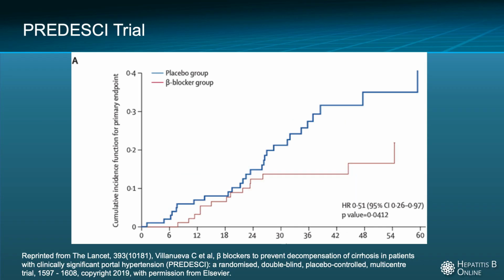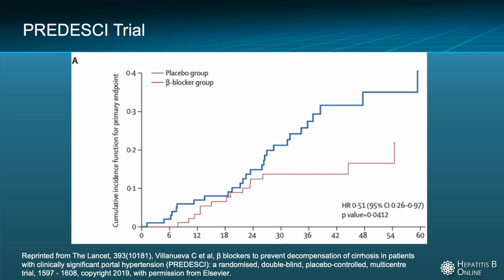decompensation event. The PREDESCI trial is a landmark study that enrolled patients with CSPH as the target population. These were individuals who had no or small varices. They were randomized to propranolol or placebo, and propranolol non-responders were subsequently randomized to carvedilol versus placebo, with the primary outcome being decompensation or death. And the results were very impressive. The cumulative incidence of decompensation or death during follow-up was significantly lower in the non-selective beta blockade group than in the placebo group, with a hazard ratio of 0.5.